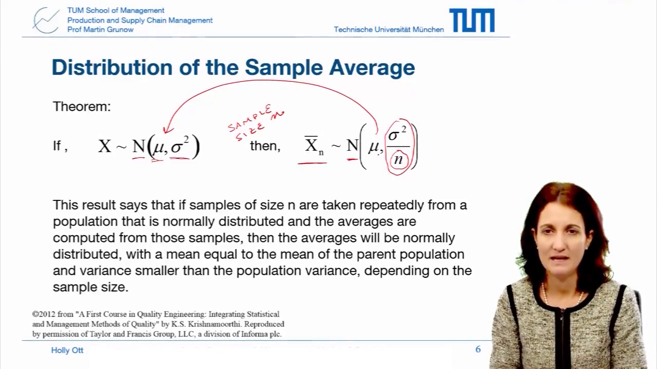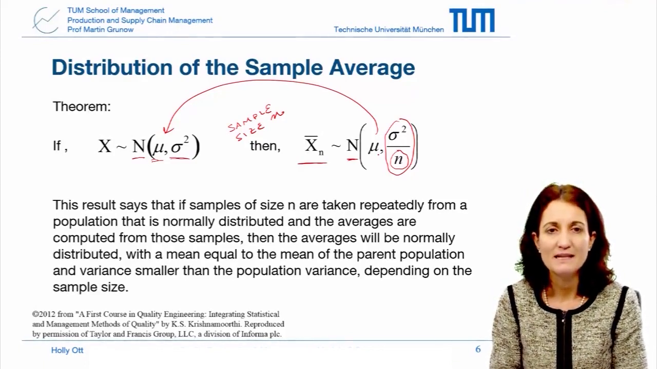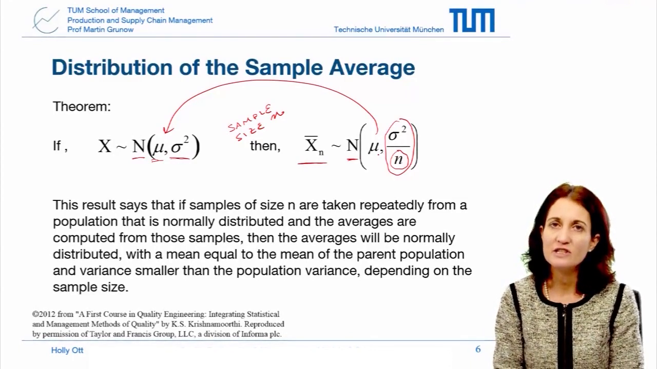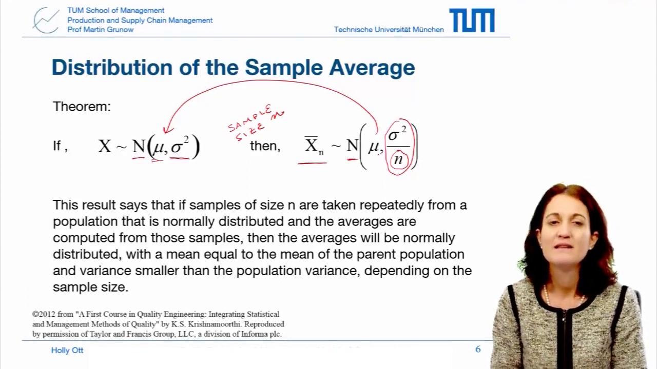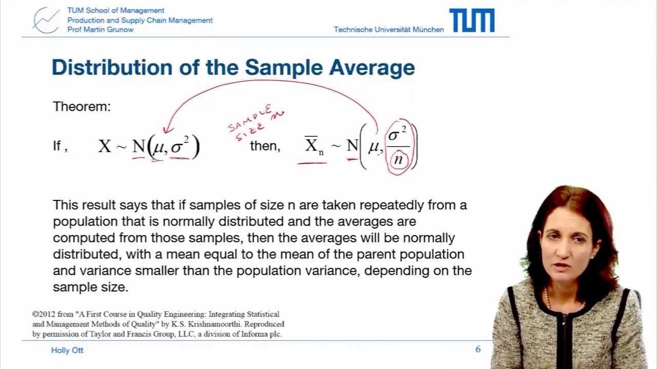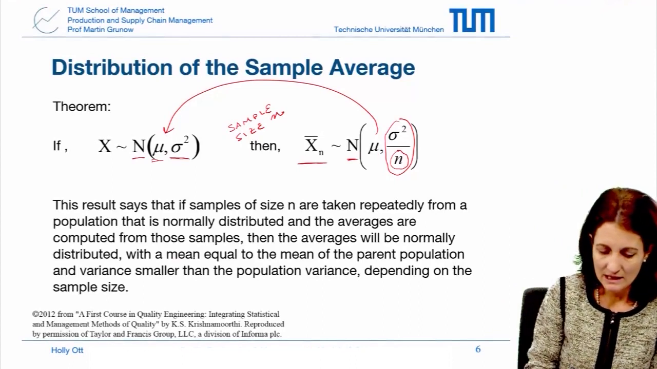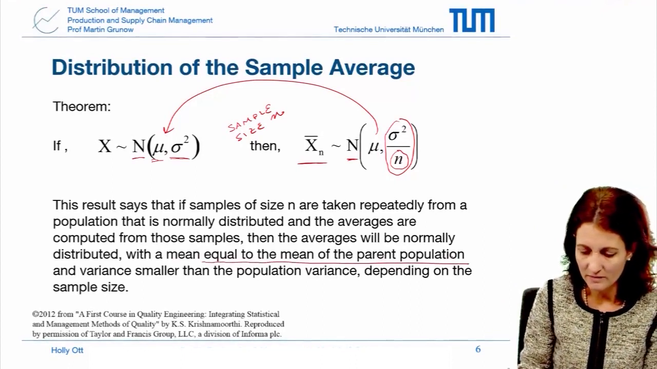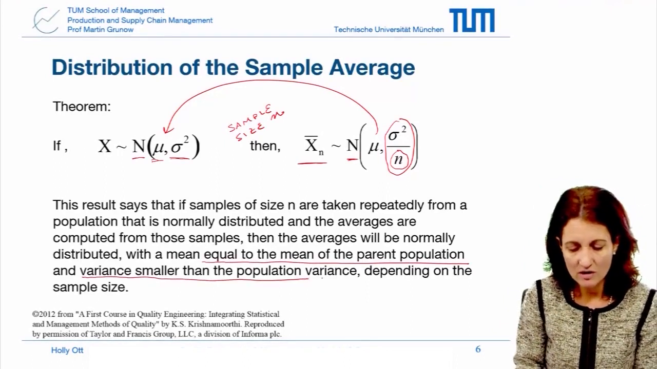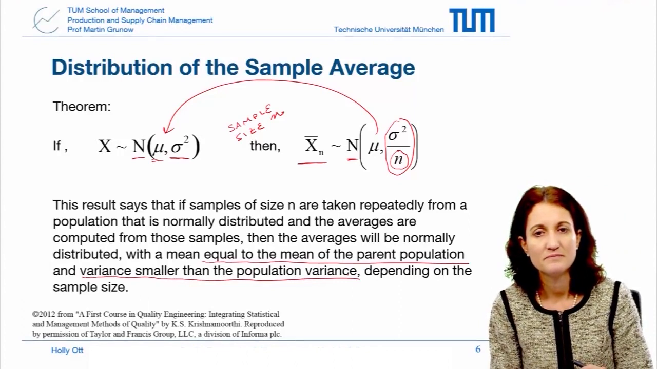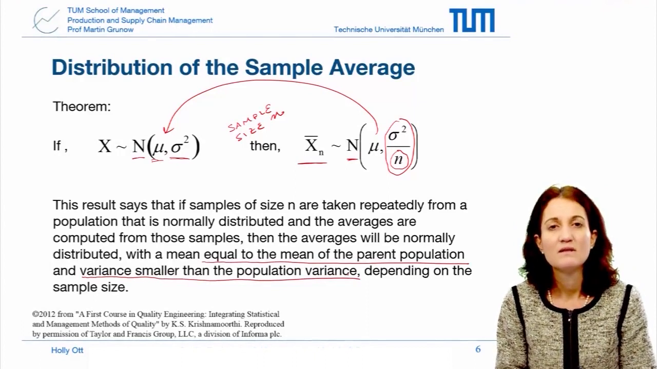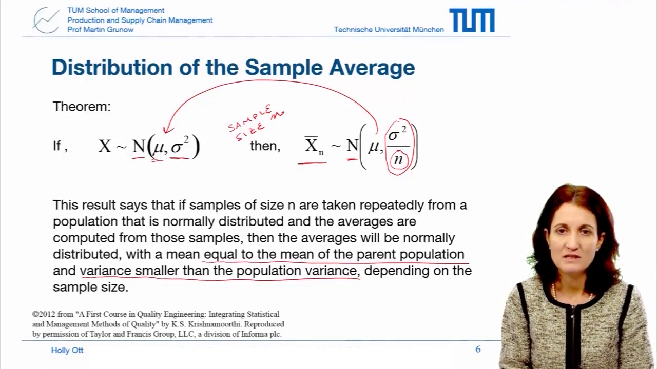Now this result says that if samples of size n are taken repeatedly from a population that is normally distributed and the averages are computed from those samples, then the averages themselves are a random variable which are normally distributed with a mean equal to the mean of the parent population, and a variance smaller than the population variance. And this depends on the sample size. As n goes up, the variance of the sample averages goes down.